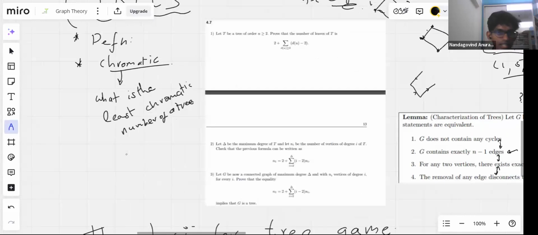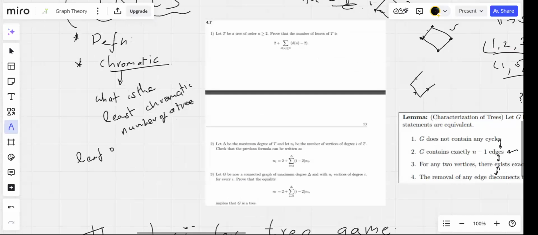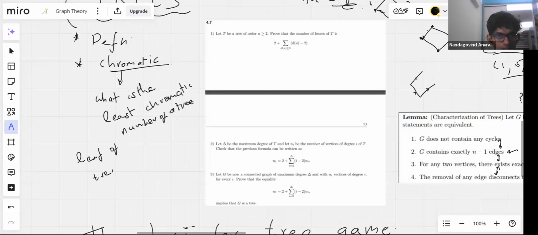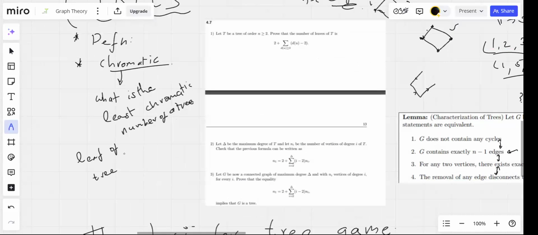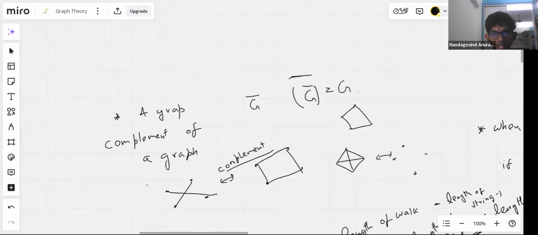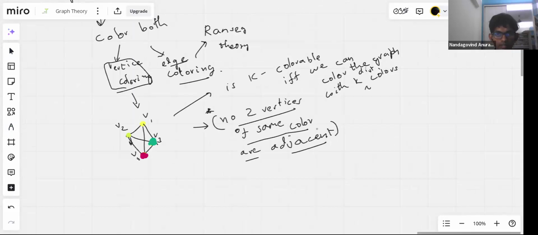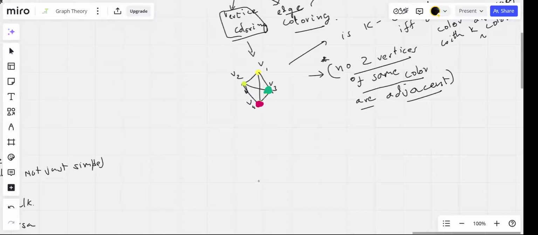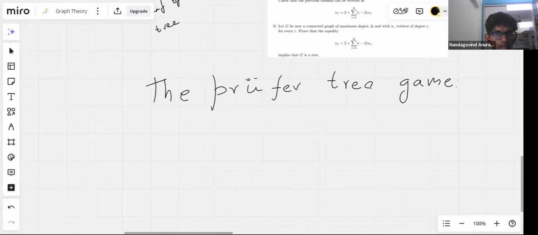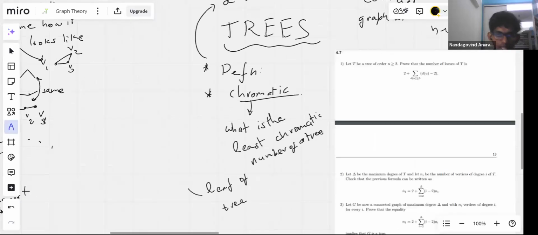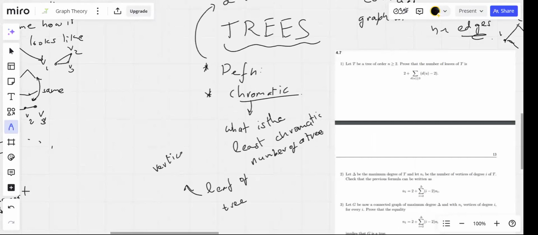Oh wait, I need to define the leaf. Is there a condition for coloring? It's given with this condition: no two vertices of the same color are adjacent. Okay. A leaf of a tree is a vertex with degree one.